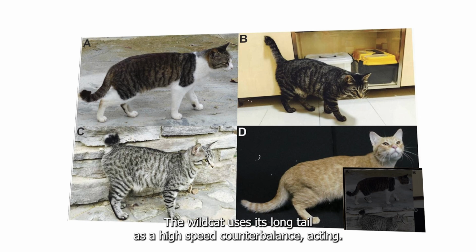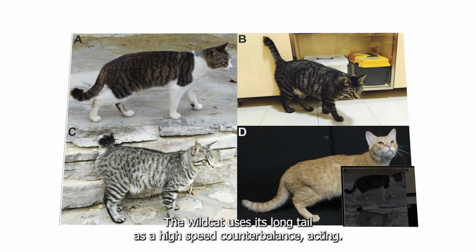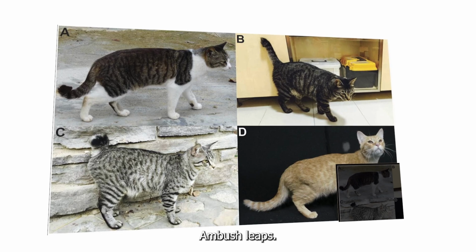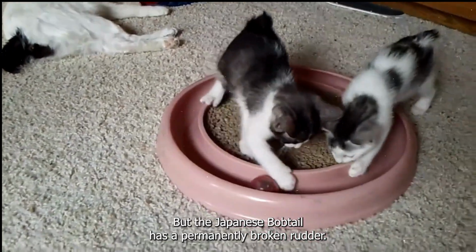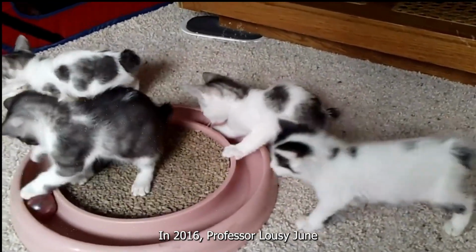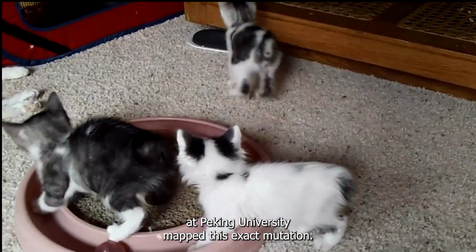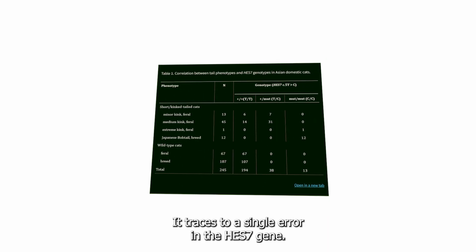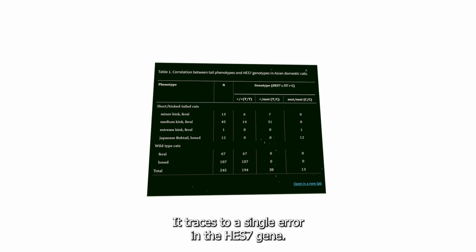The wildcat uses its long tail as a high-speed counterbalance, acting like an aerodynamic rudder during 50km/h ambush leaps. But the Japanese bobtail has a permanently broken rudder. In 2016, Professor Lao Shijun at Peking University mapped this exact mutation. It traces to a single error in the HES7 gene.